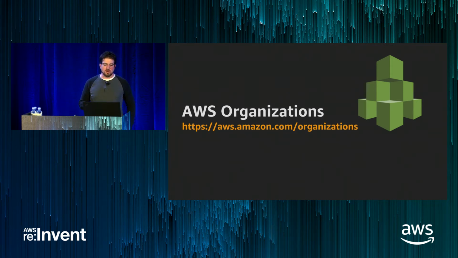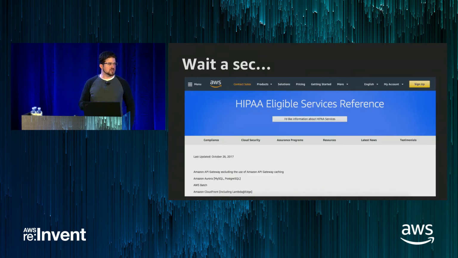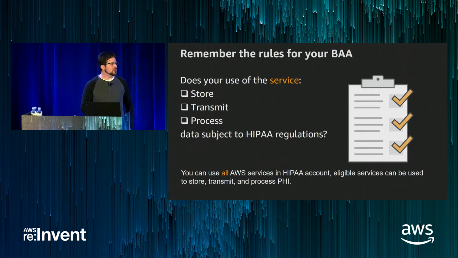What should be called out is that in terms of the HIPAA eligible services list, even as of today, you won't see Organizations listed there. A minute ago, I told you you can't use services that are not on the eligible services list, and that's true. But in this case, remember what the rules of the BAA are. Does the service store, transmit, or process PHI?